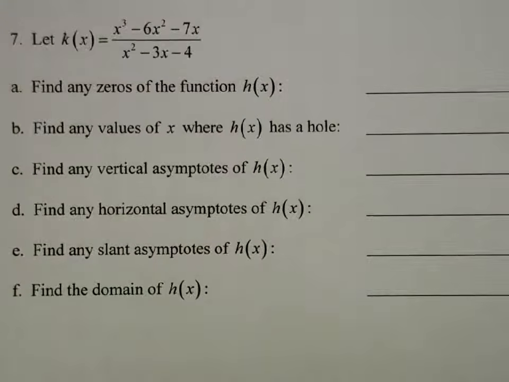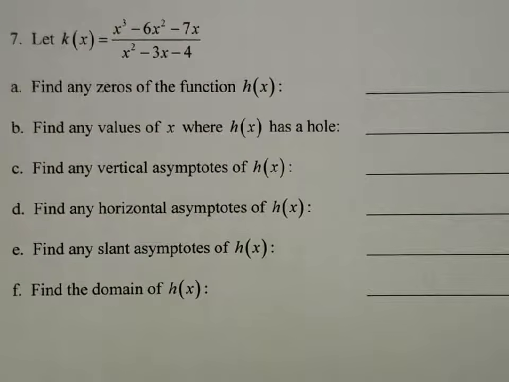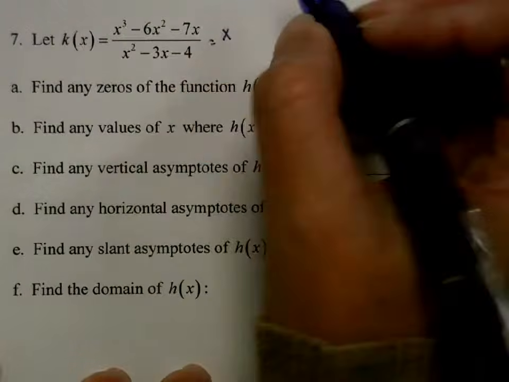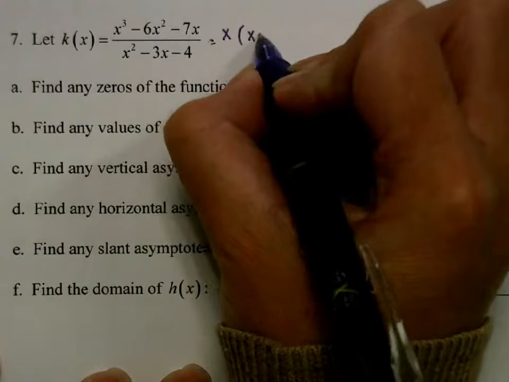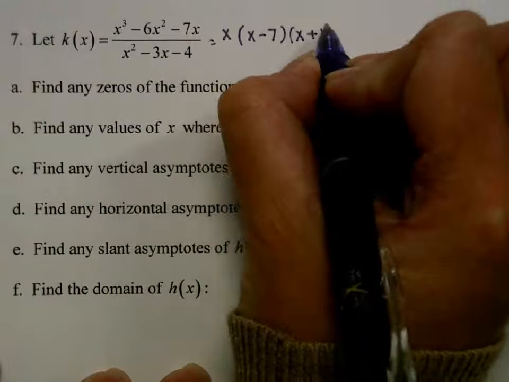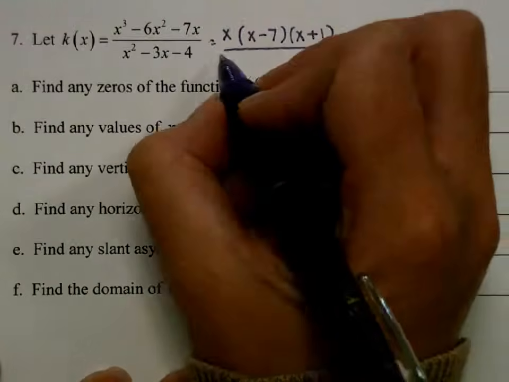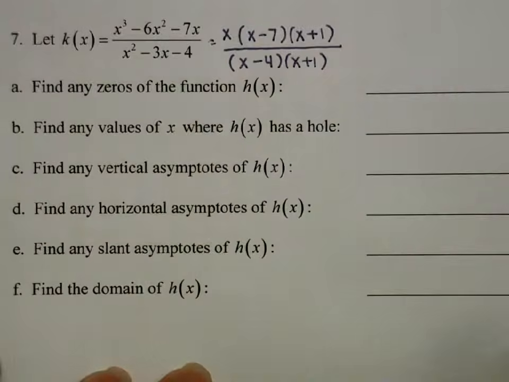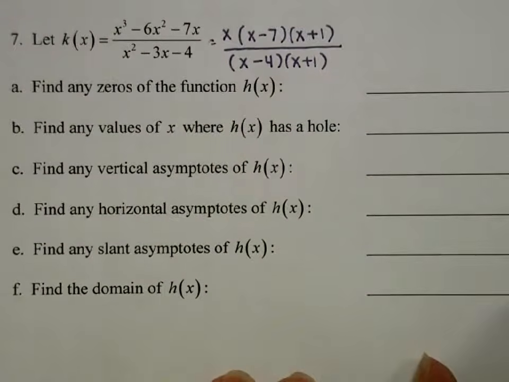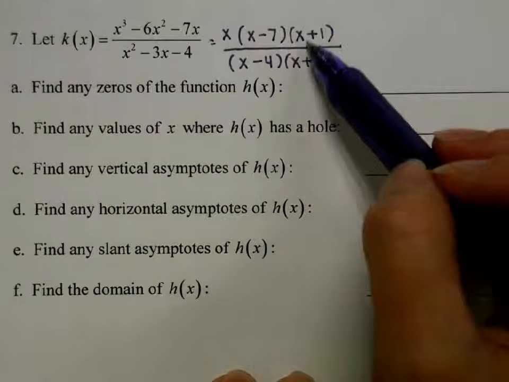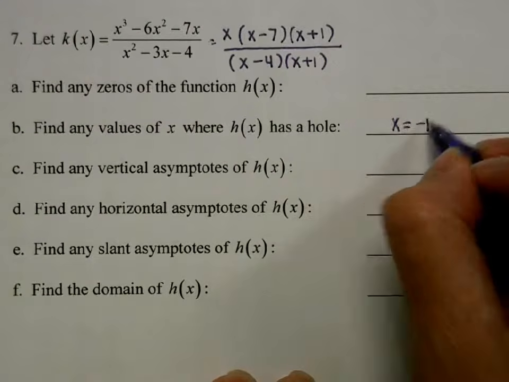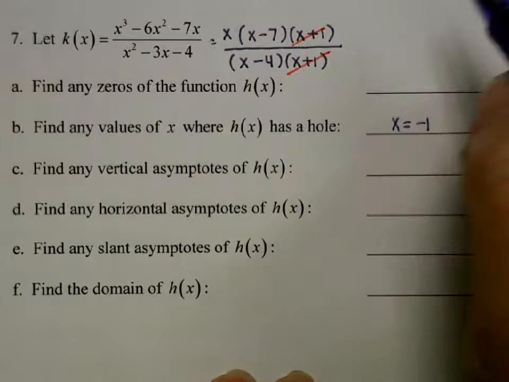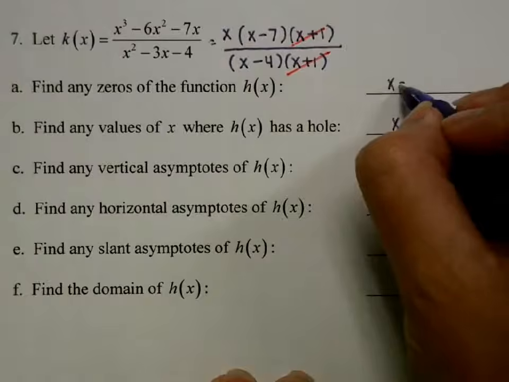Okay, we'll do one more. Again, we're going to factor. We have a common factor here of x, and then I have x minus 7, x plus 1. And then on the bottom, x minus 4, x plus 1. So we have two zeros. We've got our hole at x equals -1, so we'll take that out of our piece. Zeros are going to be x equals 0 and x equals 7.